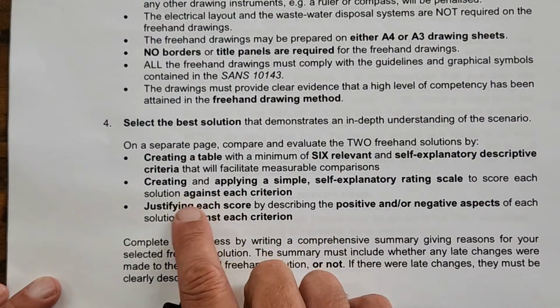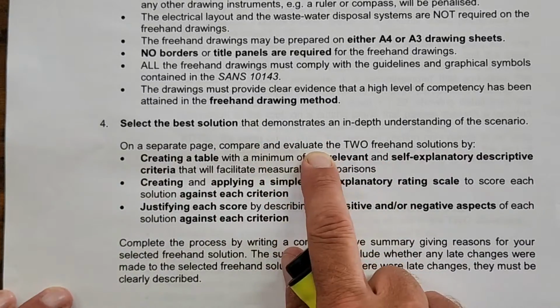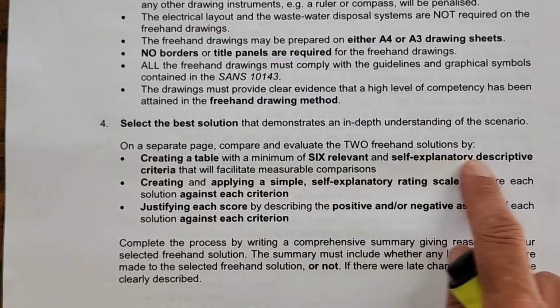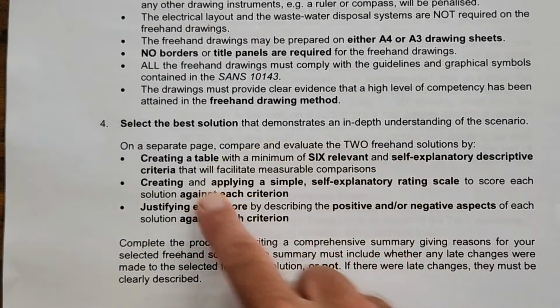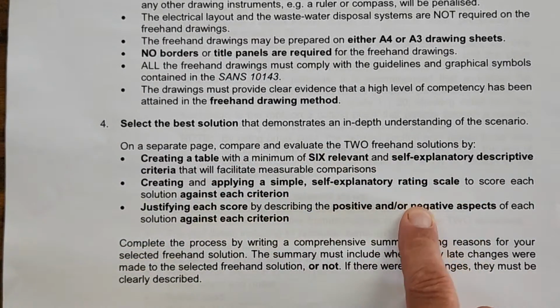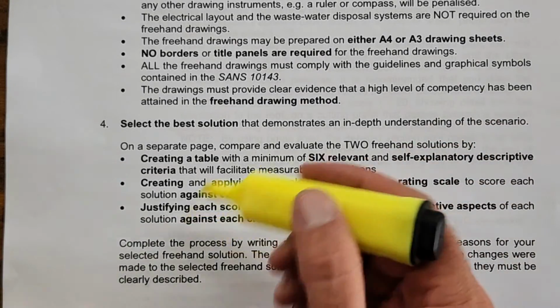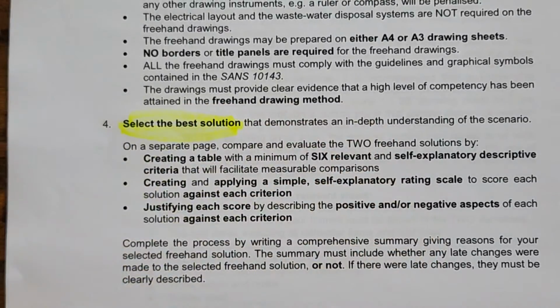Then selecting the best solution. On a separate page, you will compare and evaluate the two freehand solutions with a table with at least 6 relevant and self-explanatory descriptive criteria. And you'll then apply that rating scale and justify why you chose concept 1 or concept 2. So we will do a lesson on all of these components. I'm just walking through the actual requirements.